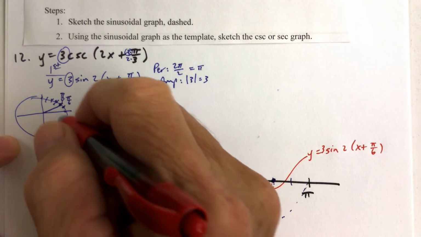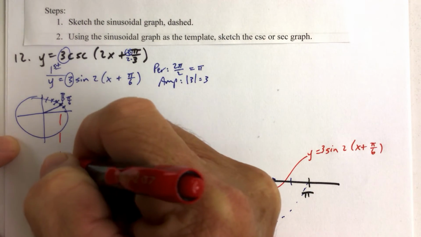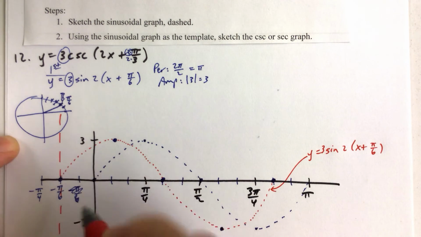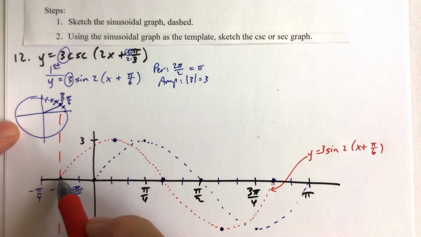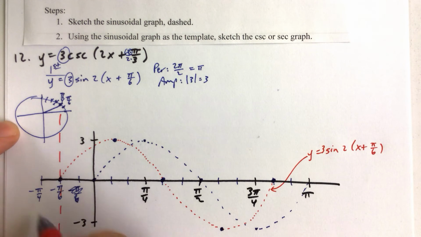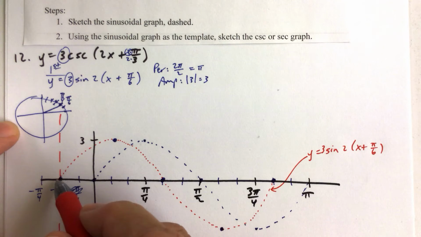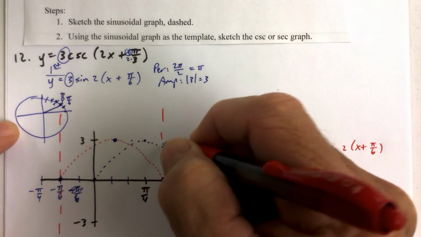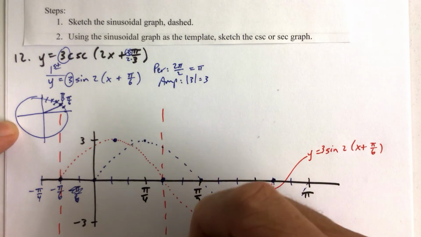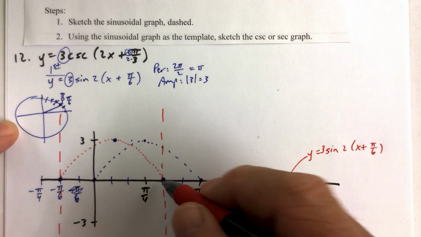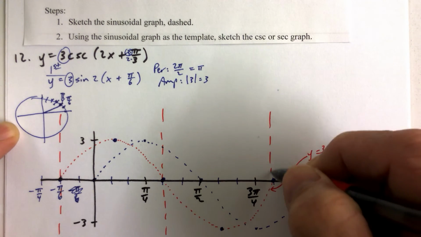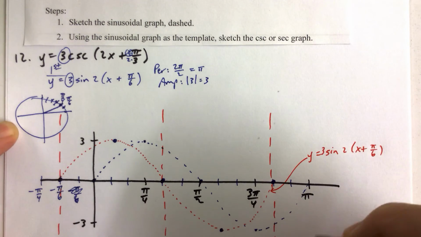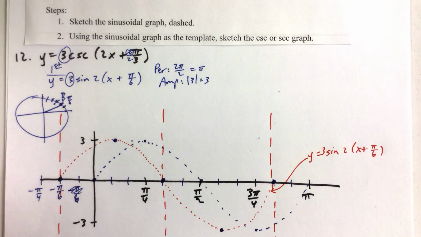Because all we have to do with the cosecant is draw a vertical asymptote where the sine graph is equal to 0, because the cosecant graph doesn't exist. The cosecant function doesn't exist where the sine is equal to 0. So we're going to draw an asymptote at the negative pi over 6 angle, and this angle here, and then we need to figure out what that angle is right there, because we have an asymptote there and we need to figure that out. So how do we do that?